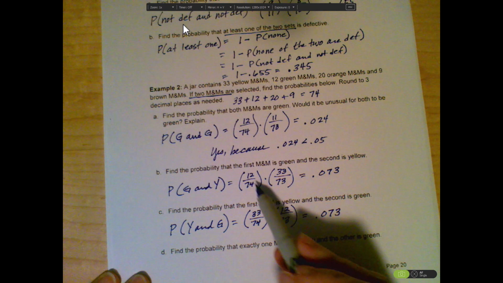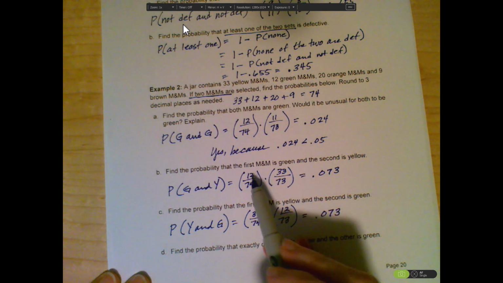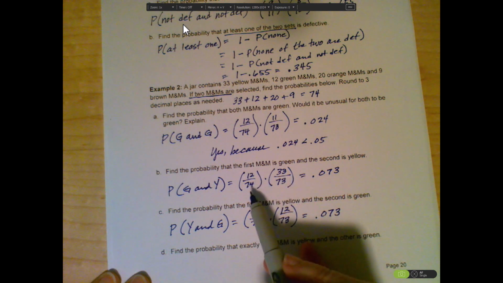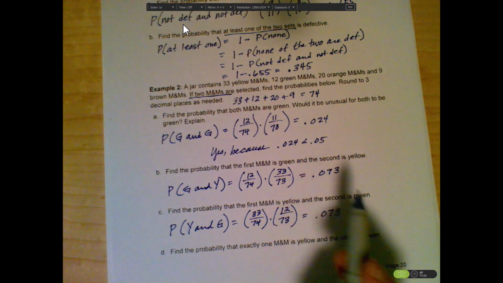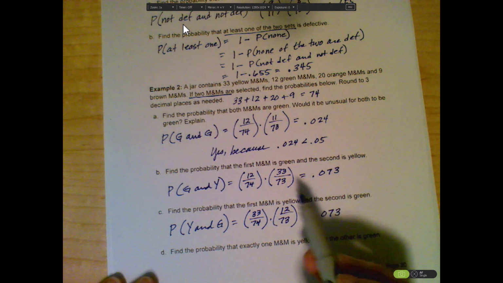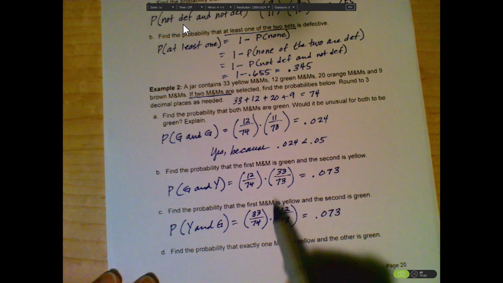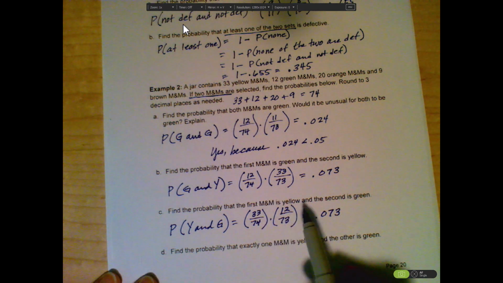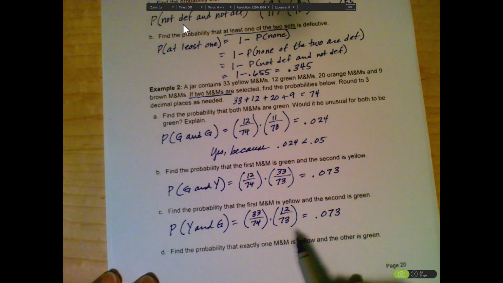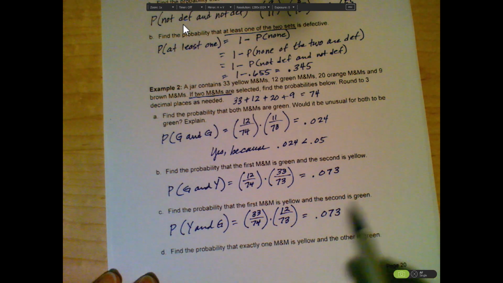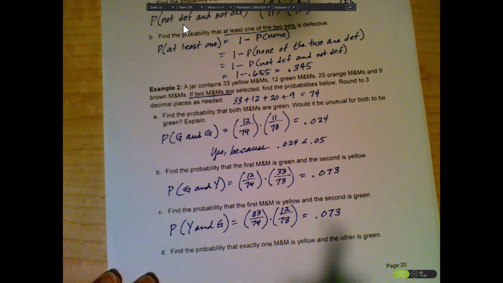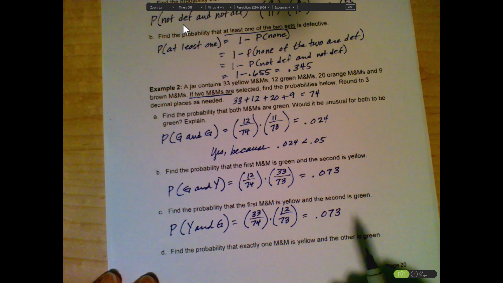Well, notice when you multiply fractions, you just multiply numerator times numerator, denominator times denominator, if you were doing it like that, not just letting your calculator do everything. Well, you're still going to multiply 12 times 33 on the top. You're still going to multiply 74 times 73 on the bottom, right? So you should get the same answer. So it doesn't matter what order we pull them out, we still get the same answer.